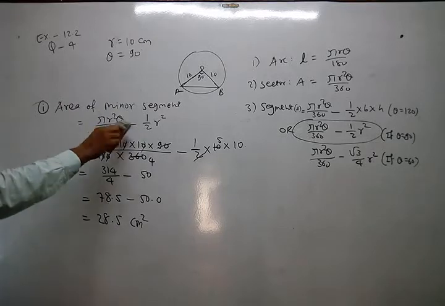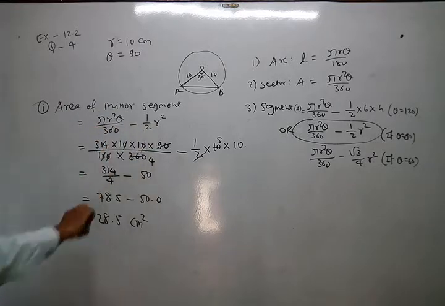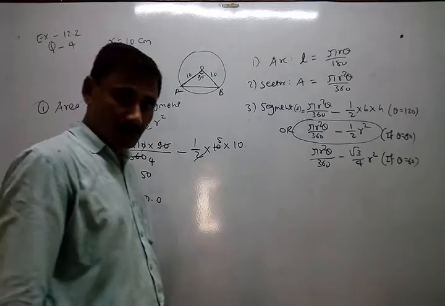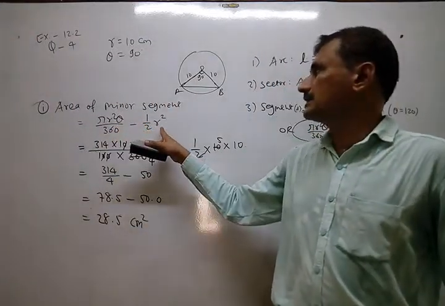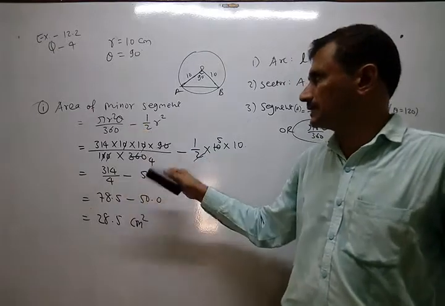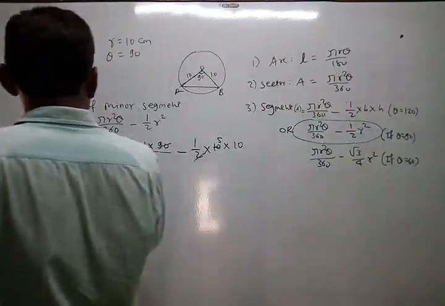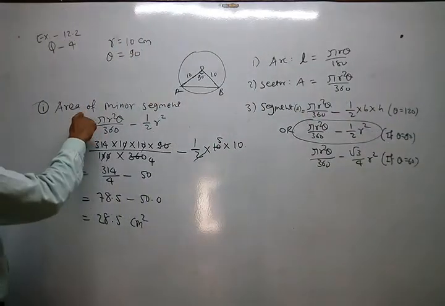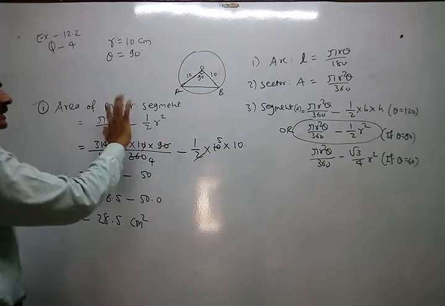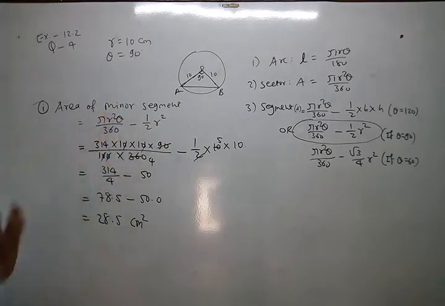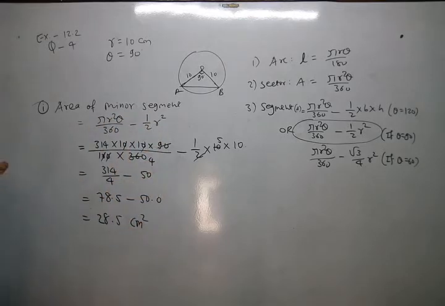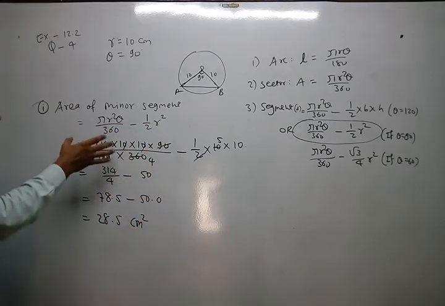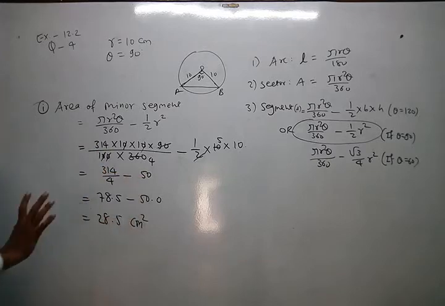So the area of the minor segment is found indirectly, not directly. We have to find the area of the sector as well as the area of the triangle and then take the difference. Otherwise you can write one extra formula: area of minor sector minus area of triangle. So the appropriate formula is used, values are placed and simplified.